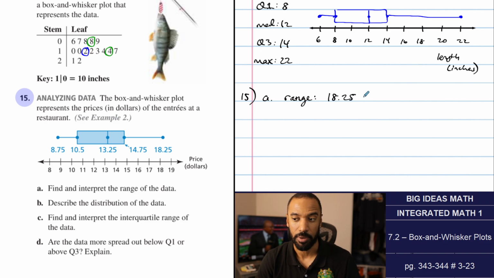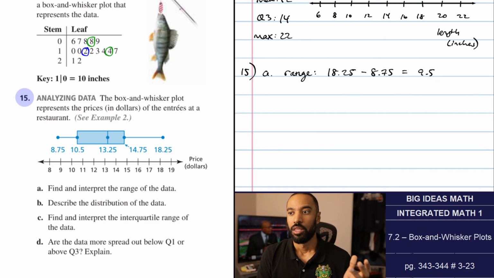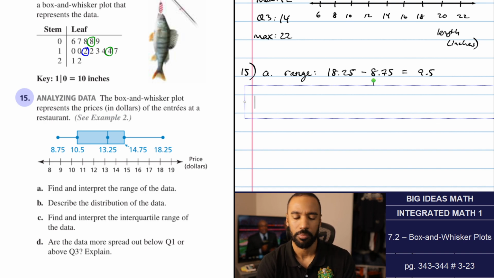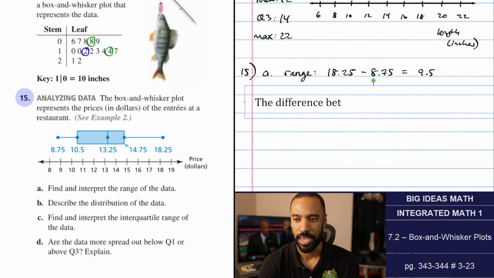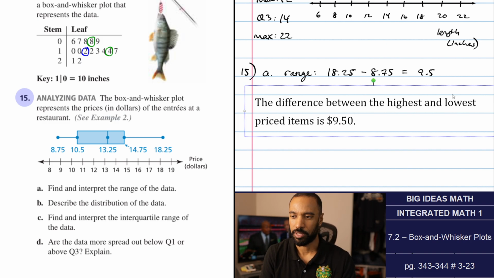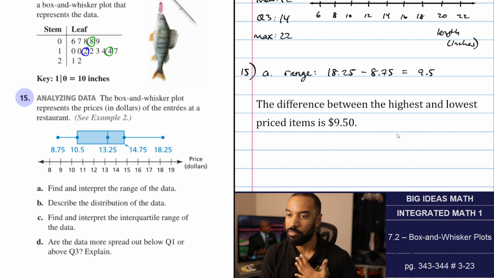$18.25, which is what they're talking about here, minus the min, $8.75. So when you subtract those, what's that, 950? Well, it's 9.5, but I'm going to put that in context. So the range says what the difference is between the highest and lowest price items. They said it kind of differently. They said something like the prices differ by no more than, or something like that. But I'll just say the difference between the highest and lowest priced items is $9.50. That's my version of it.